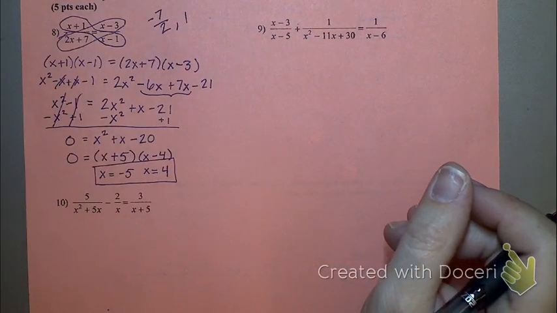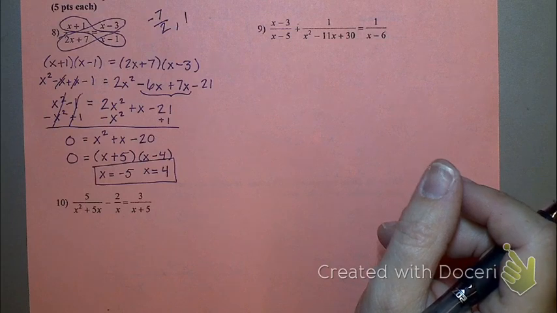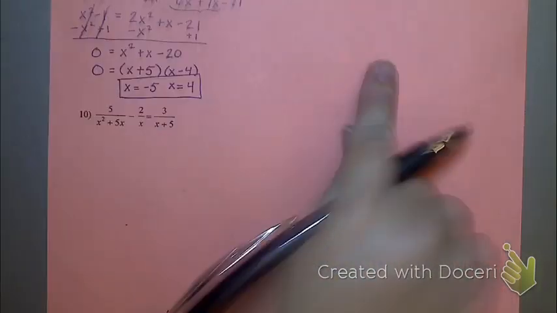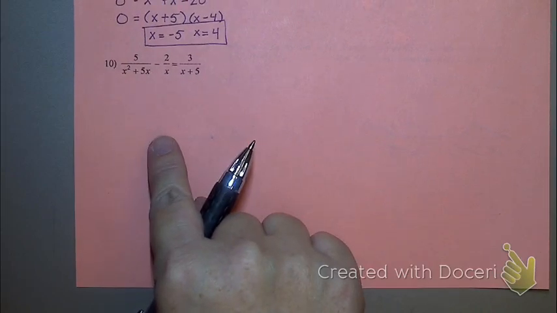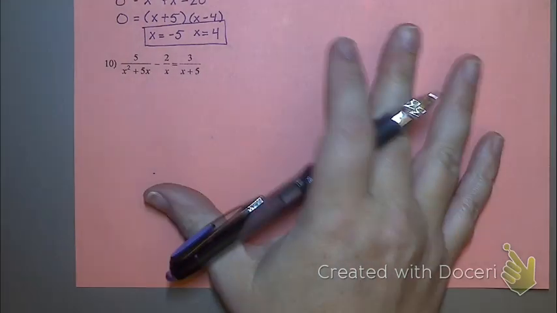All right, you ready for number 9? I think I'm actually going to skip number 9 right now. I'm going to do number 10 next, because number 10 I think is a little bit easier than number 9. They're not too bad, though.